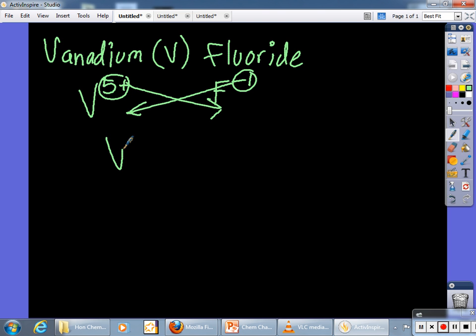Cross. V1 F5. And negative is positive, negative. Yeah, they do not go on the bottom. So in a way, like you said, they kind of don't matter when you're just doing the crossing method. But it's important to know them in the aspect of chemistry in general.